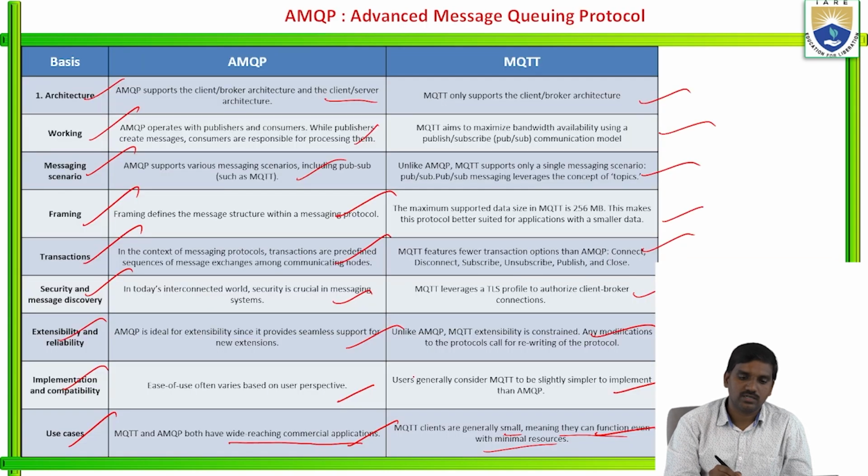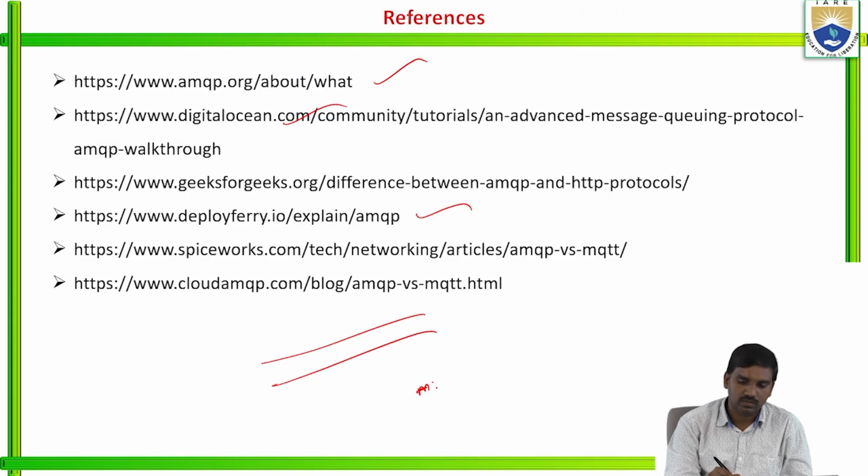These are the differences. AMQP, Advanced Message Queuing Protocol. Everything is with the help of queuing only; we are sending the information from one device to another.